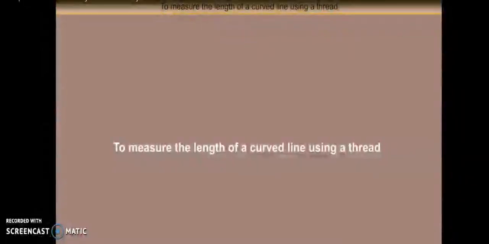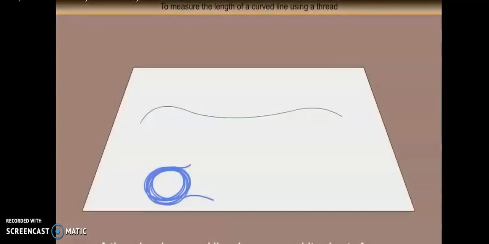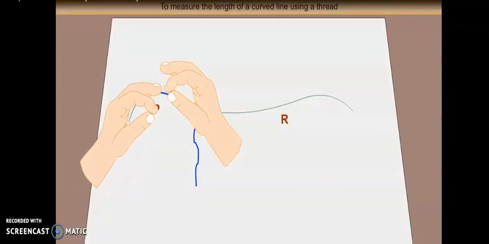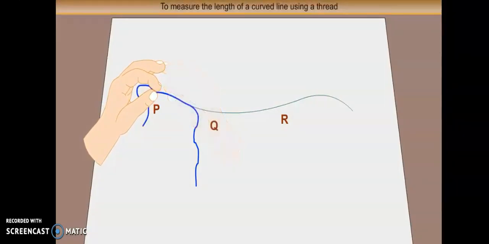To measure the length of a curved line using a thread, things required: a thread and a curved line drawn on a white sheet of paper. Procedure: take a thread and make a knot on one of its ends. Place the end of the thread with a knot at the beginning of the line denoted by the point P in the figure.